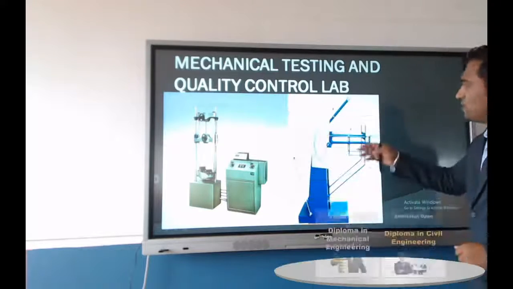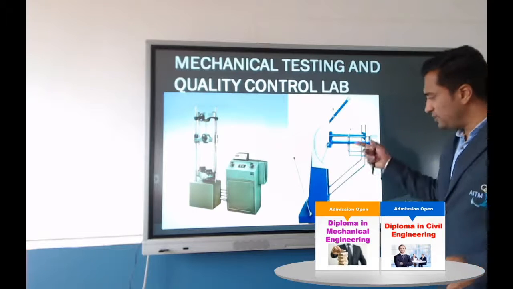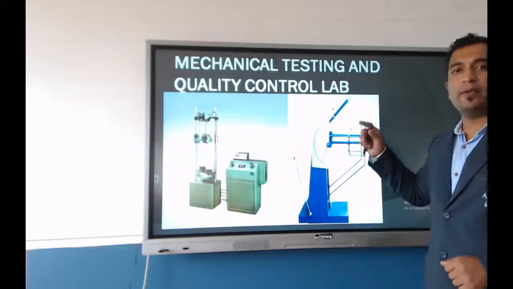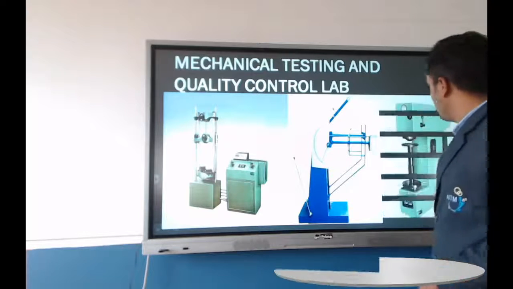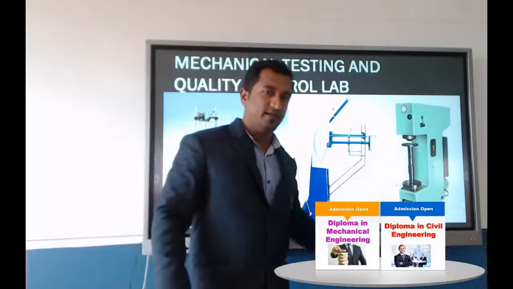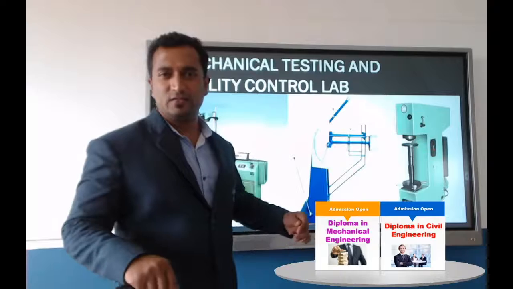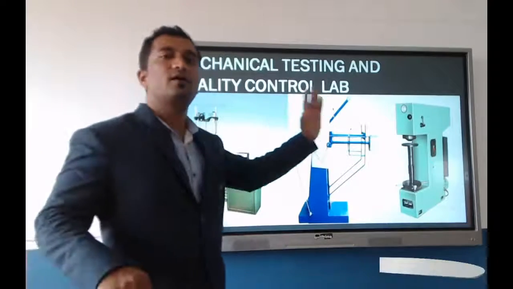Next is the Izod and Charpy testing machine. With this machine, we measure the toughness of the metal. Now in this machine, what do we check? We check the hardness. Now what is hardness? What is toughness? What is strength? All those things you will come to know.